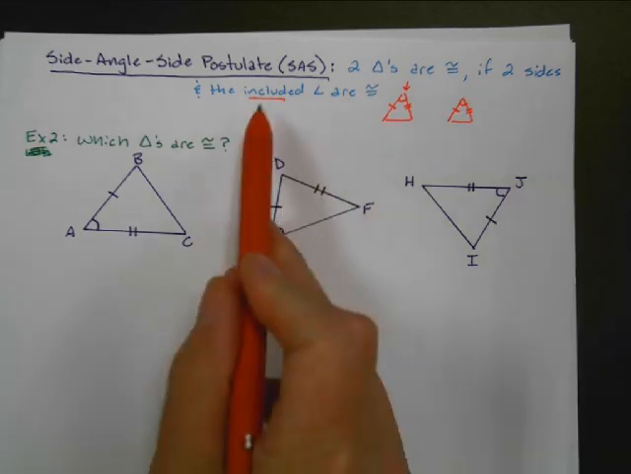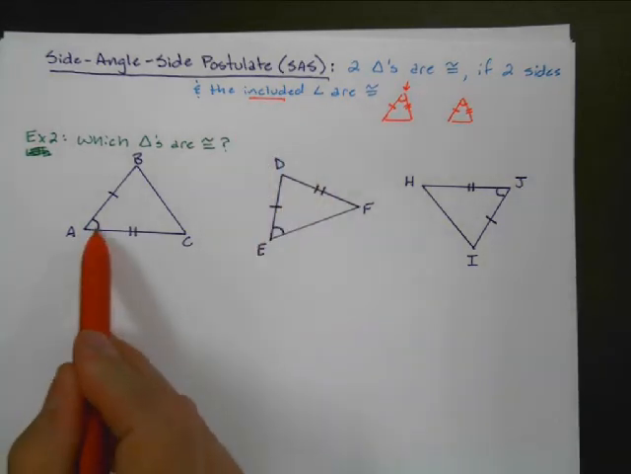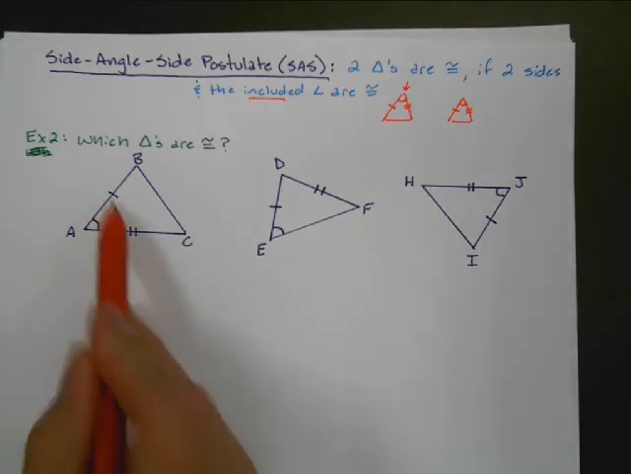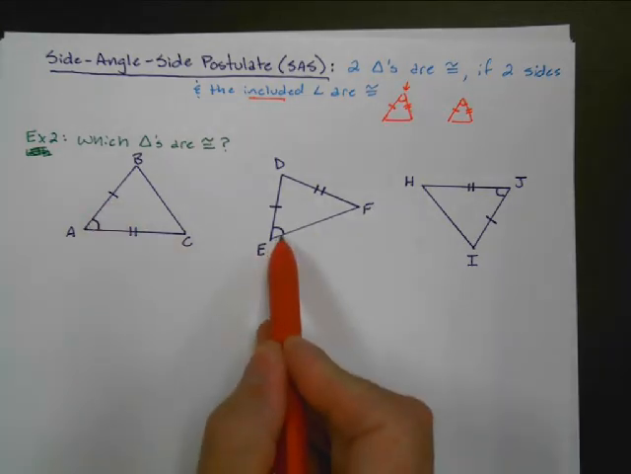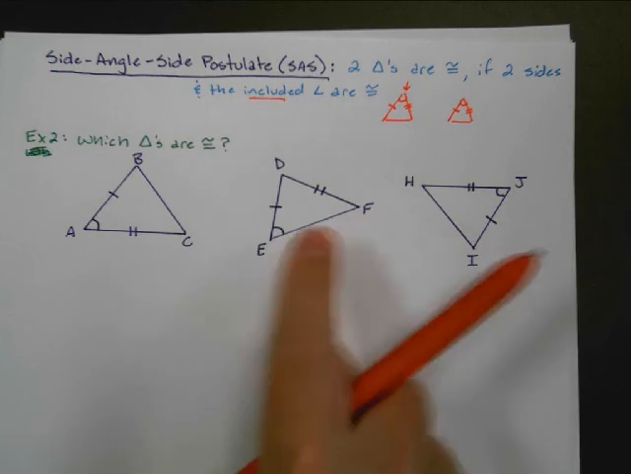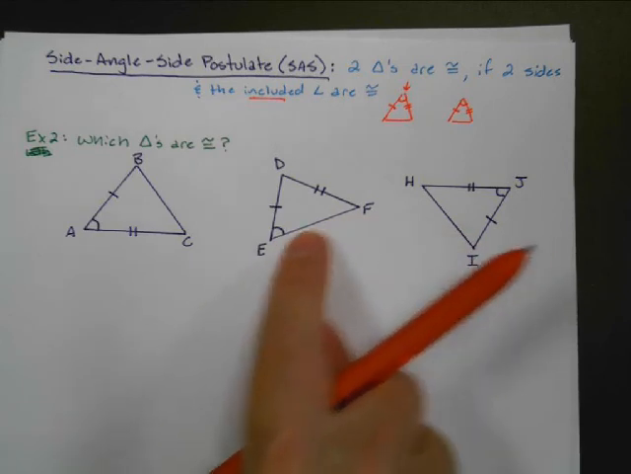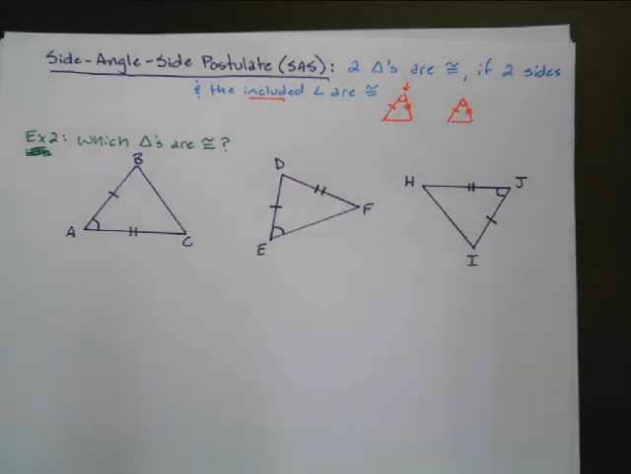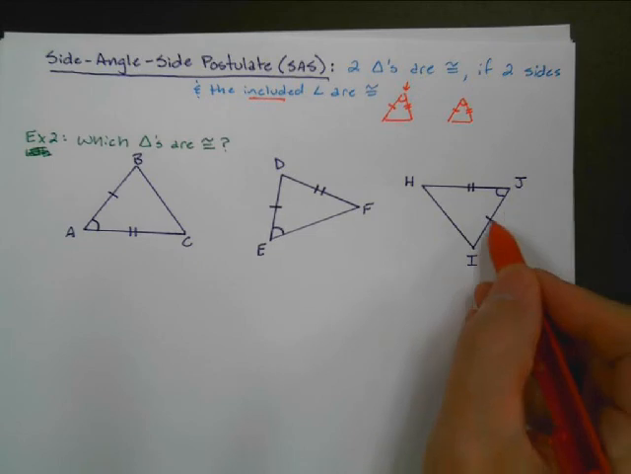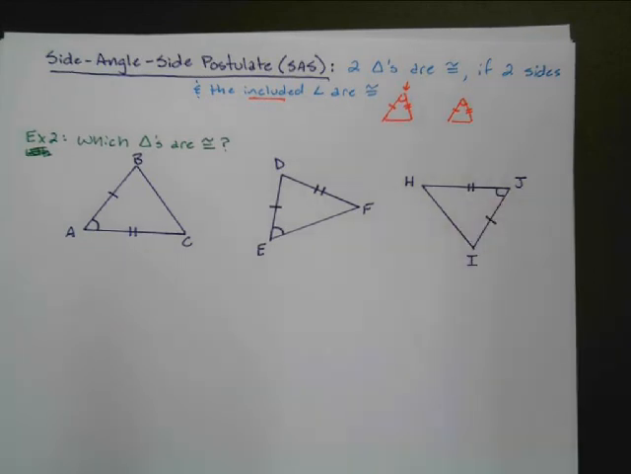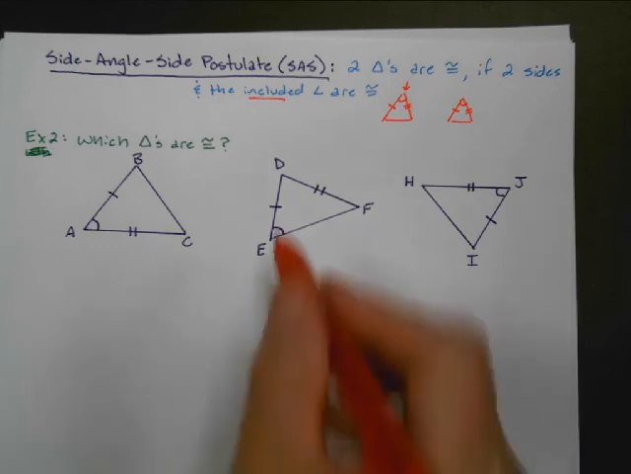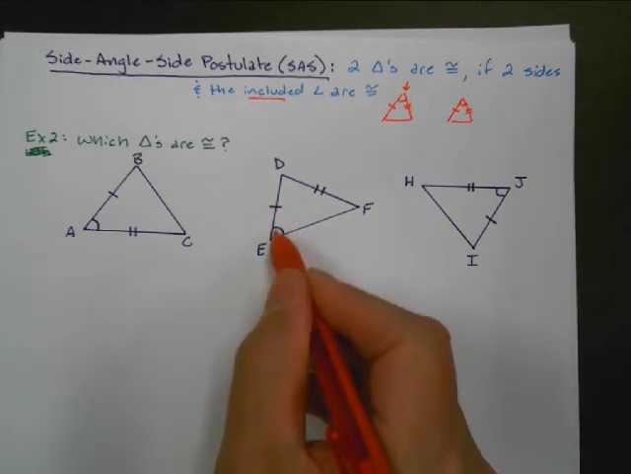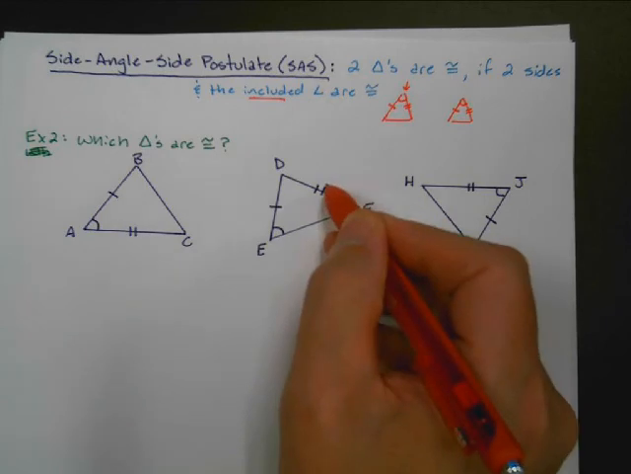We need an included angle. Is this angle included? Yes, it's right in between. Is this angle included? No, because to be included, this would have to be two tick marks, not this one way over here. So this one does not work. This one is side, angle, side. The angle is included. You have to do it in order and you can't skip. So I can't say, okay, side, angle, skip this side and use this side over here.